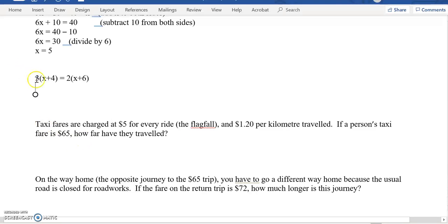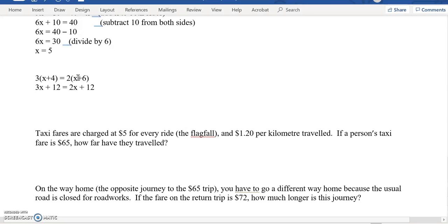So if we multiply the brackets out first, 3 times x is going to equal 3x plus 3 times 4 is 12. That's going to equal, when we multiply out the second side, 2 times x is going to be 2x plus 12. Now we want to get all the x's on one side. The best way is to get rid of the x's from the smallest value. So let's subtract 2x from both sides.